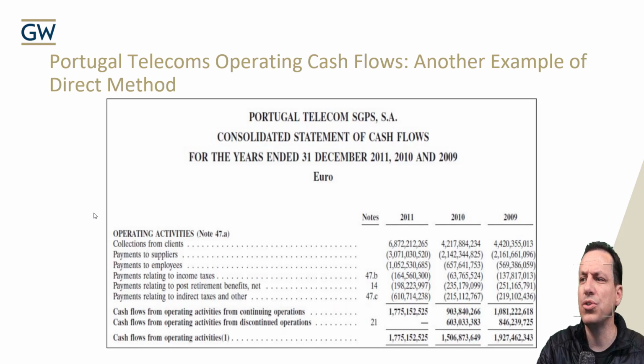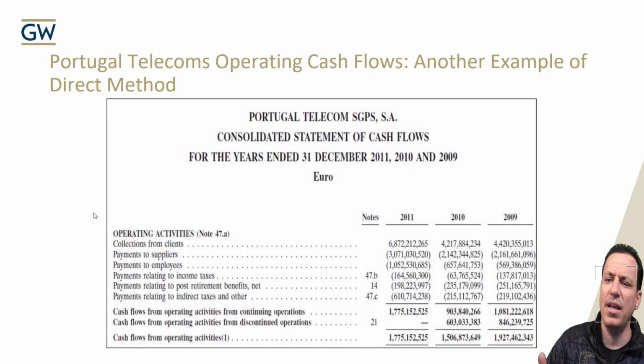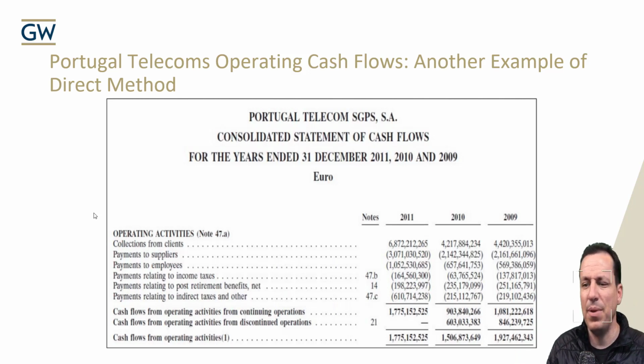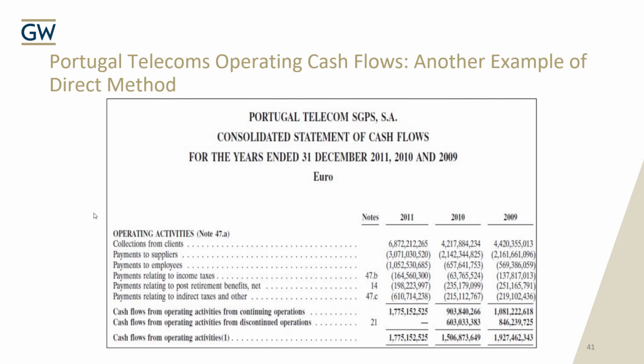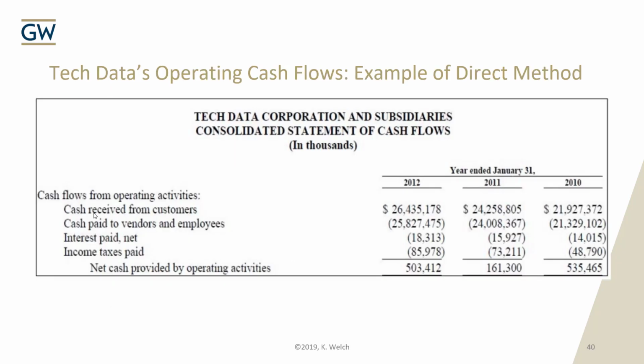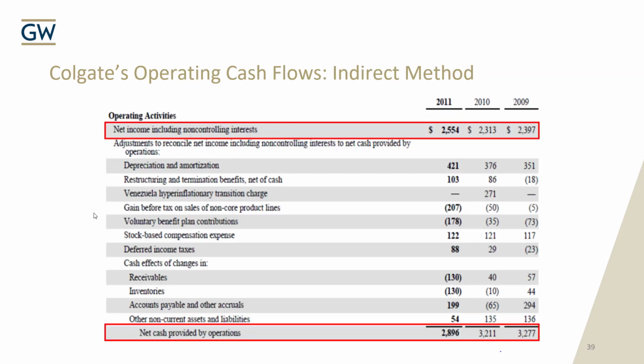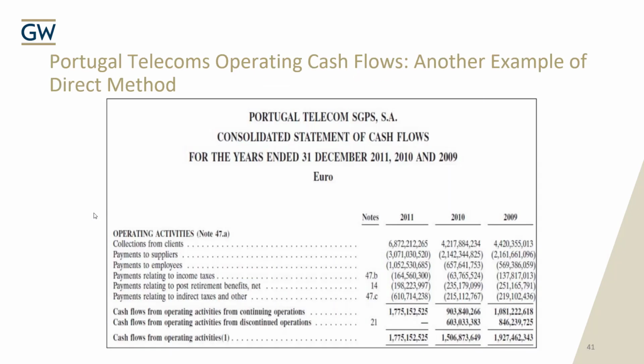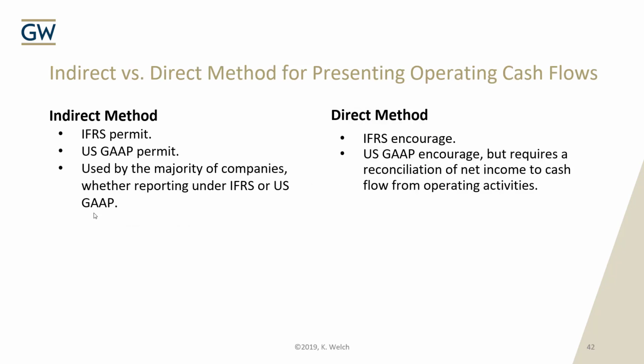All right, this is another one. Portugal Telecom: cash collection from clients, suppliers, employees, payments related to post-retirement benefits, that's also employee related, and then payments relating to indirect taxes and other. That's the direct method. You see how this doesn't start with net income, right? This doesn't start with net income, this doesn't start with net income, but this does. So this is the indirect method of doing it. Colgate's operating cash flows. This is the direct method, and yet another direct method. So the way the indirect and direct methods relate to these two, almost everybody does the indirect method.